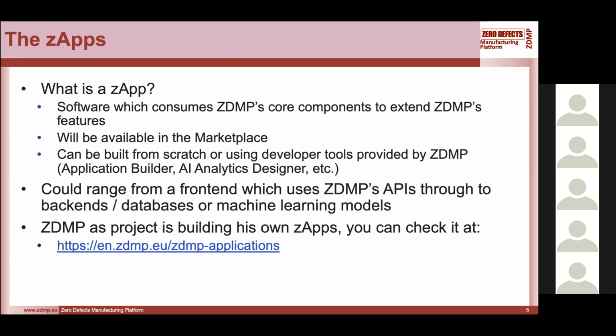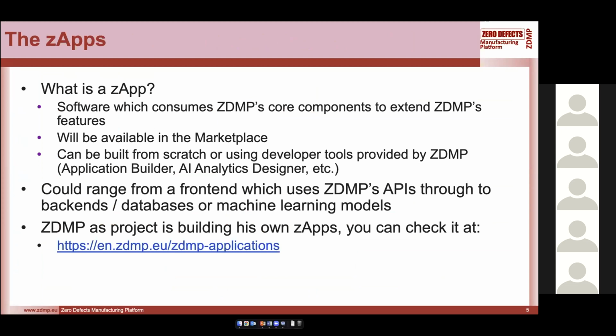But remember that Cdmp is extensible, and this is where the CApps come into action. A CApp is software which consumes Cdmp core components to extend Cdmp's features. That software could be only a frontend, which uses Cdmp's APIs, or it can have more complexity, including its own backends or databases. This is what we expect from you in this open call: develop new CApps that will extend the Cdmp features, adding more value to the platform.